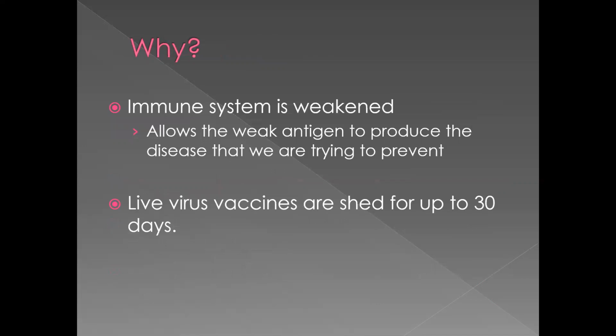All right, so why? The immune system is weakened, so it allows the weakened antigen to produce the disease that we are trying to prevent. Also note that the live virus vaccines are shed for up to 30 days. One example is, again, the measles, mumps, and rubella. So make sure to educate those receiving it that they need to stay away from anyone who is immunocompromised as well. A good example is a child gets their measles, mumps, and rubella, and their grandma is going through chemo. They're going to want to make sure that they stay away from grandma because they shed that for 30 days and grandma could pick it up.